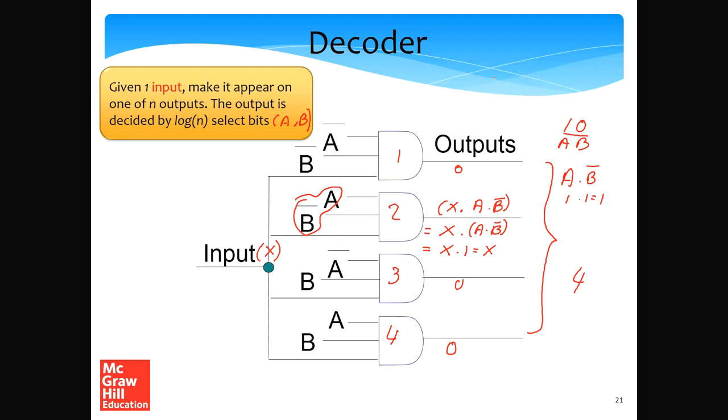So to summarize, the decoder is a block where we have one input and we have 2 raised to the power n outputs, and we have n select bits. Based on the value of the select bits, only one of the outputs shows the value of the input. The rest of the outputs are set to 0. So we say that that particular output is enabled and the rest of the outputs are disabled.